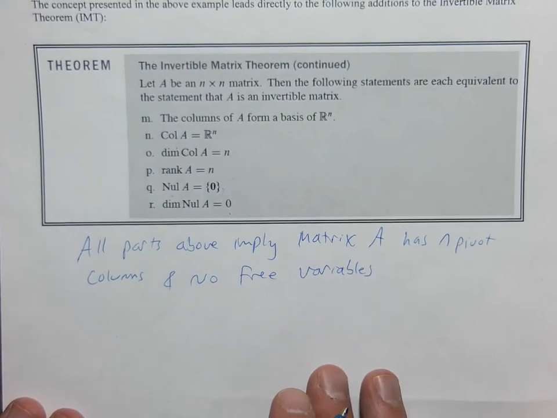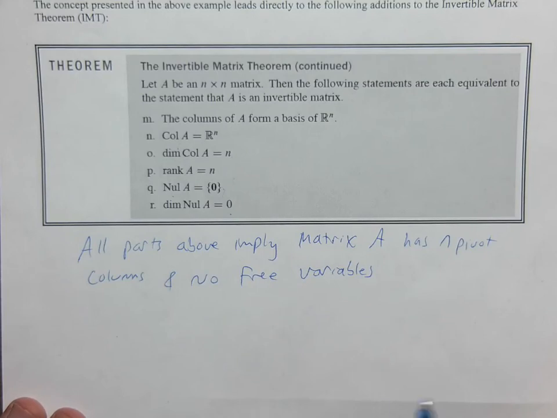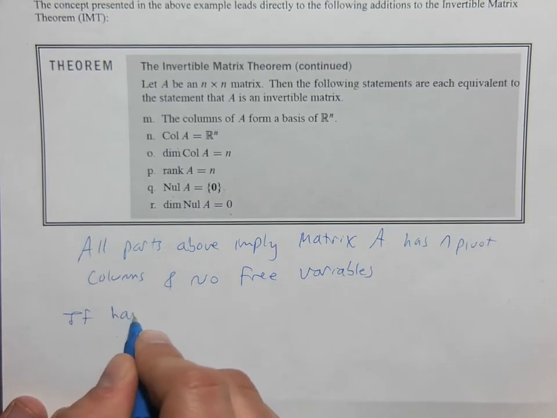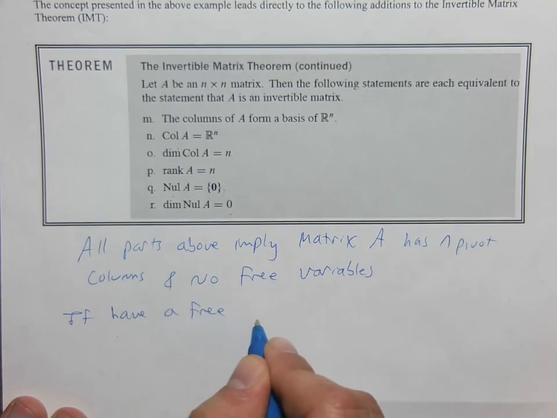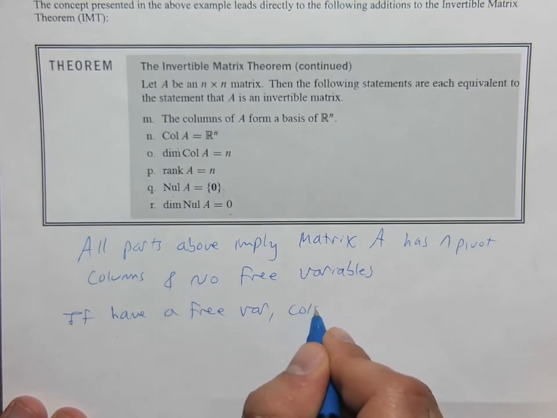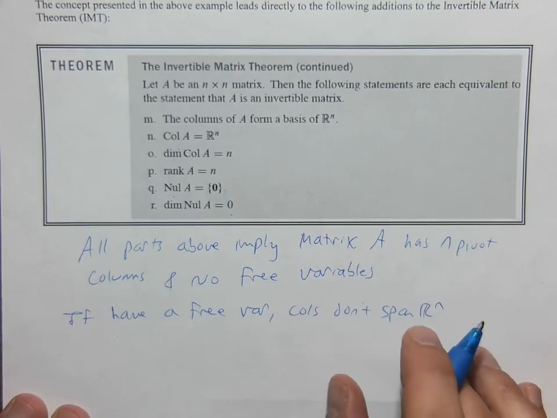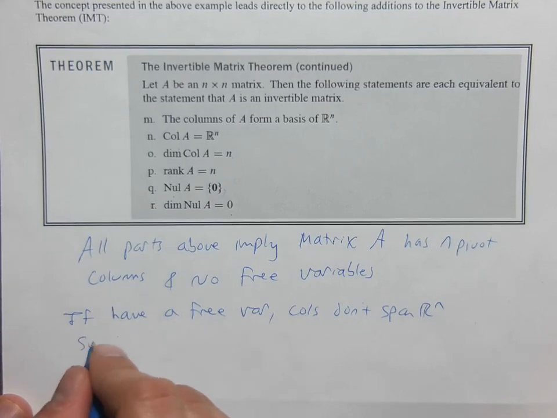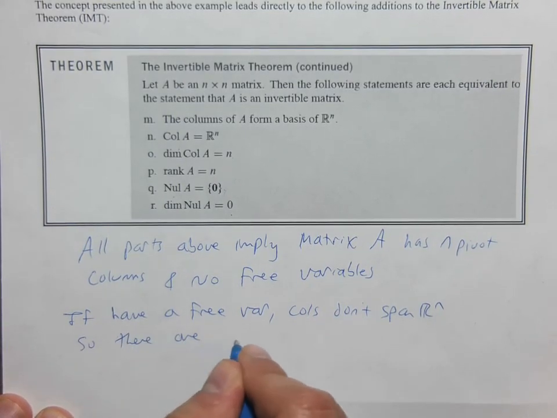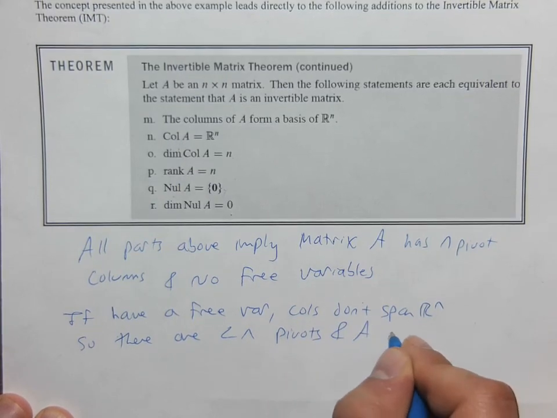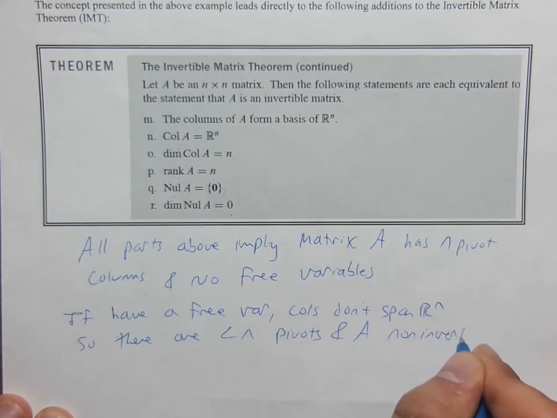The flip side of that is, if we have a free variable, that means we're not going to span Rn, and if we don't span Rn, there are fewer than n pivots, and that means A is not invertible. So if we have a free variable, the columns won't span Rn anymore, and so the whole IMT fails. In particular, there would be fewer than n pivots, and the matrix A would be non-invertible or singular.